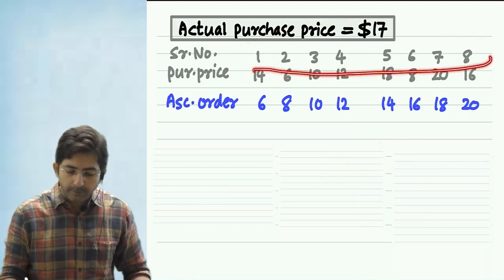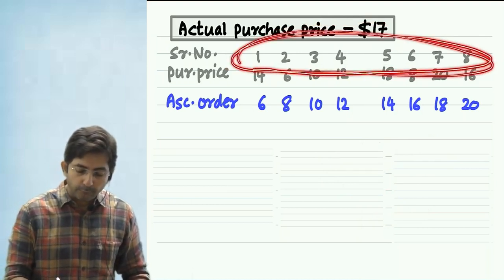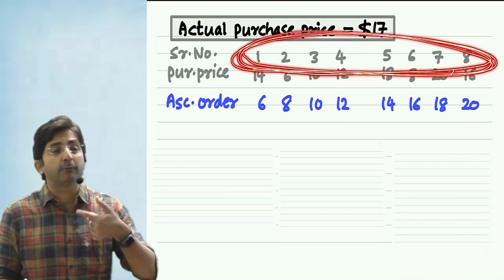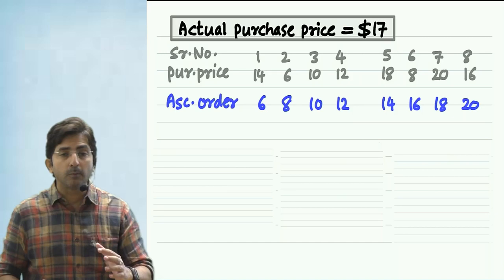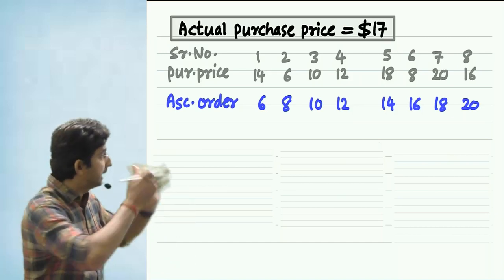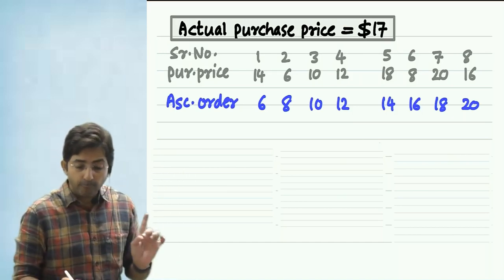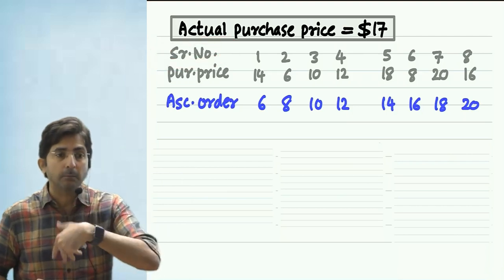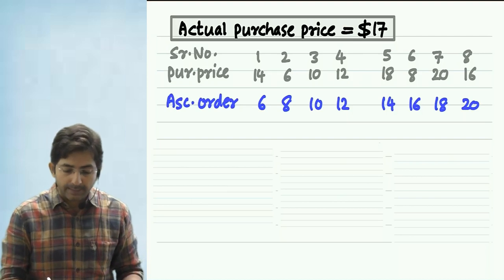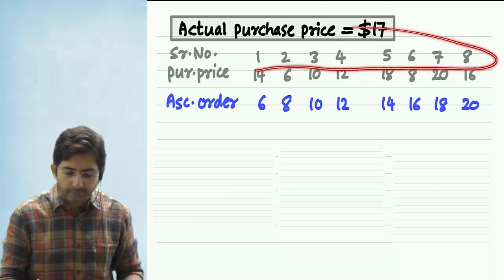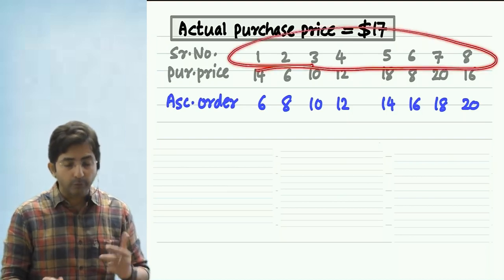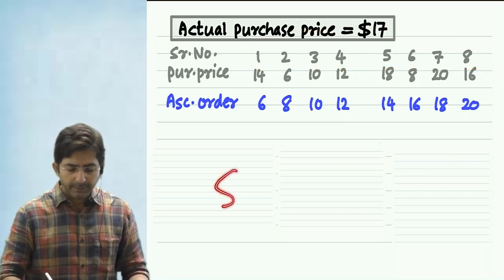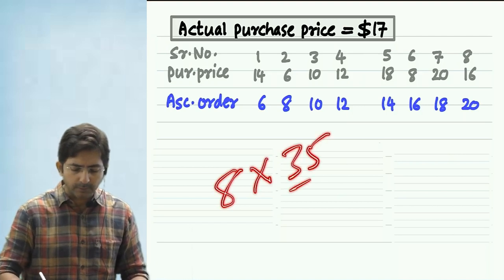If this would have been a data of 15 prices, then 15 into 35%. So what is the formula? Number of prices in the data. I am focusing on the serial number column. Number of prices multiplied by 35%. So in my example, how many prices are there? 8. So 8 into 35%. Calculate and tell me. 8 into 35% comes to how much?